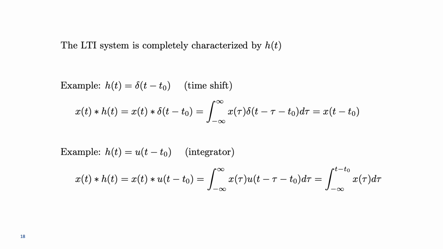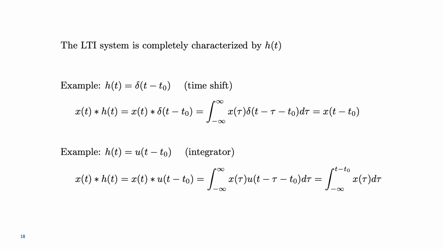So let's have some simple examples. The first example is a time shift system. It's a system that has as an impulse response delta of t minus t0. So what happens when we give an input x of t? To calculate the output, we do the convolution. So we calculate the convolution between x of t and h of t, so x of t convolution delta of t minus t0.